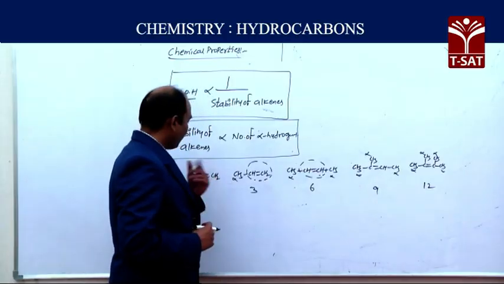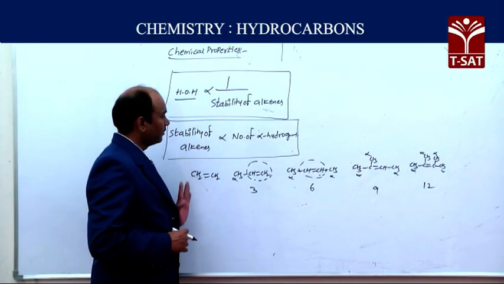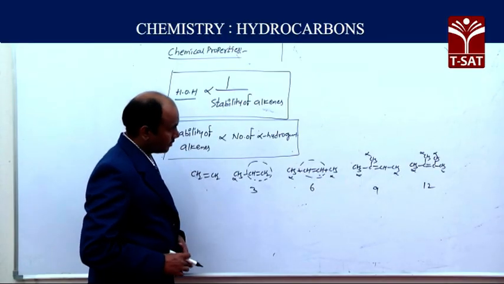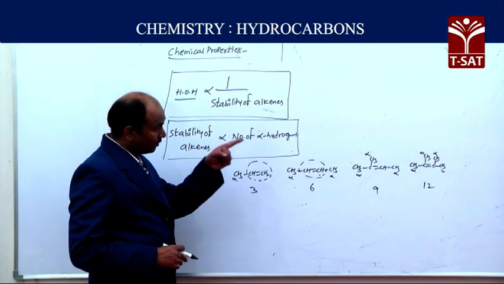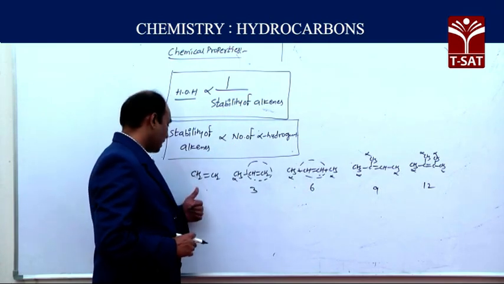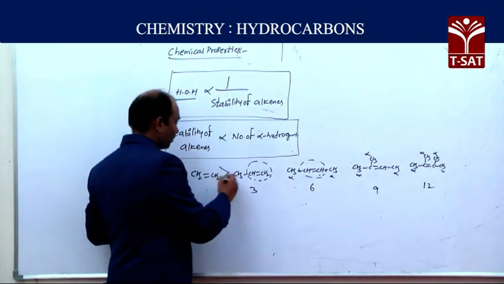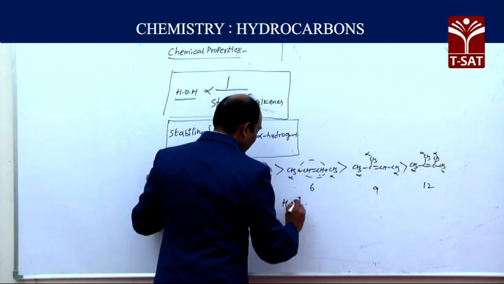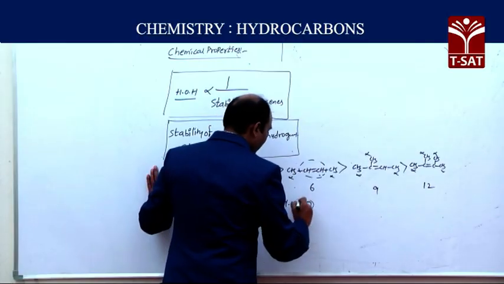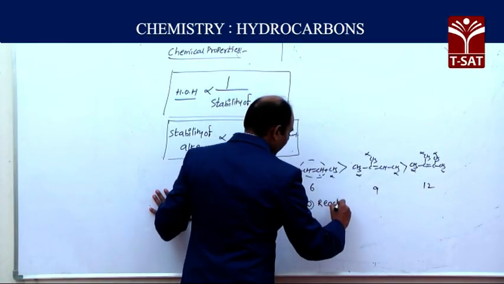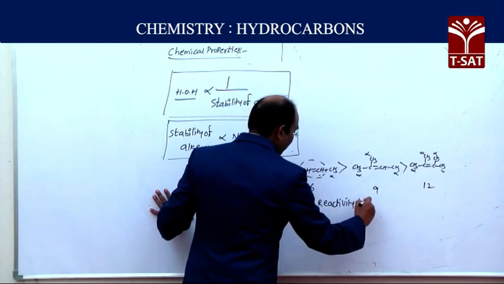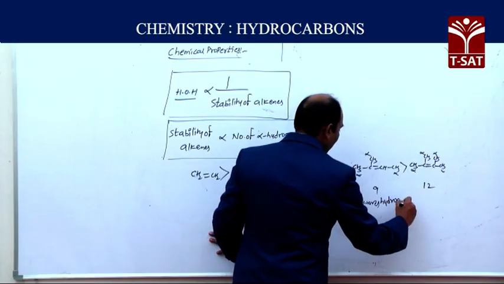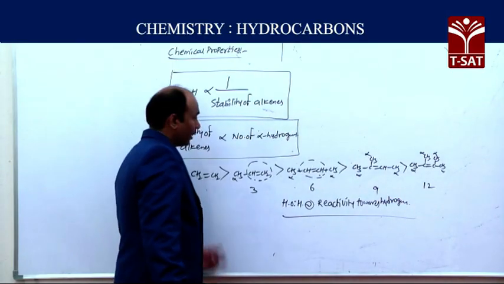Here the number of alpha hydrogens is less. Here there is no alpha hydrogen. This is less stable. And the stability of alkenes is inversely proportional to the heat of hydrogenation. That means that is more stable, so its heat of hydrogenation is less. This is less stable and its heat of hydrogenation is more. So this is reactivity towards hydrogen, that is nothing but heat of hydrogenation. This is more reactive, that is less reactive.